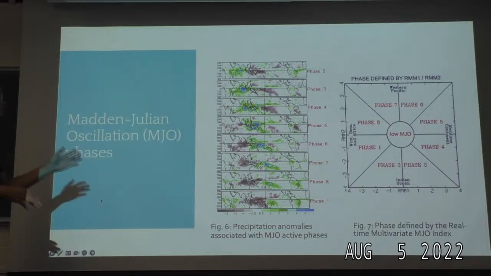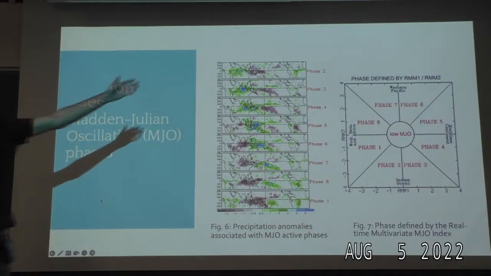Here we address more the active phases of the MJO, although phases 8 and 1 are more related to tropical cyclone development. We wanted to make sure to continue with the African easterly waves.